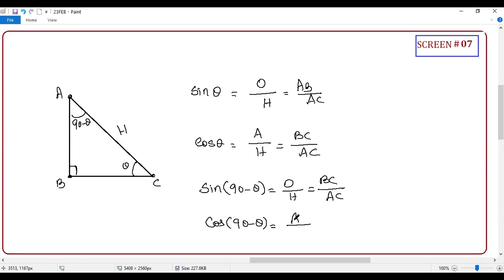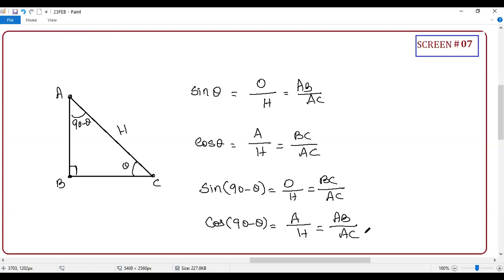What is that? Adjacent by hypotenuse, correct or not? Sir, AB. No matter what the angle is here, the moment I put cos, it means adjacent by hypotenuse. Adjacent is what? Here is 90, adjacent is this side. So, AB by AC. Guys, here you are finding an important result, a truth.